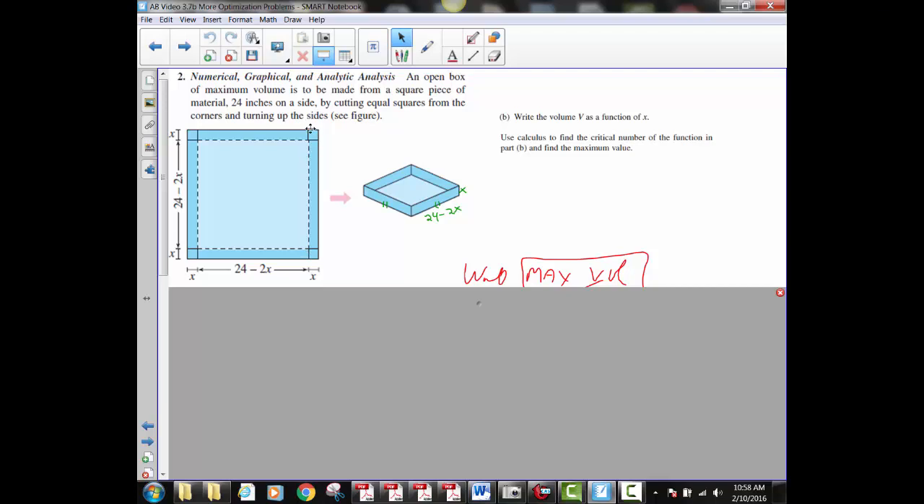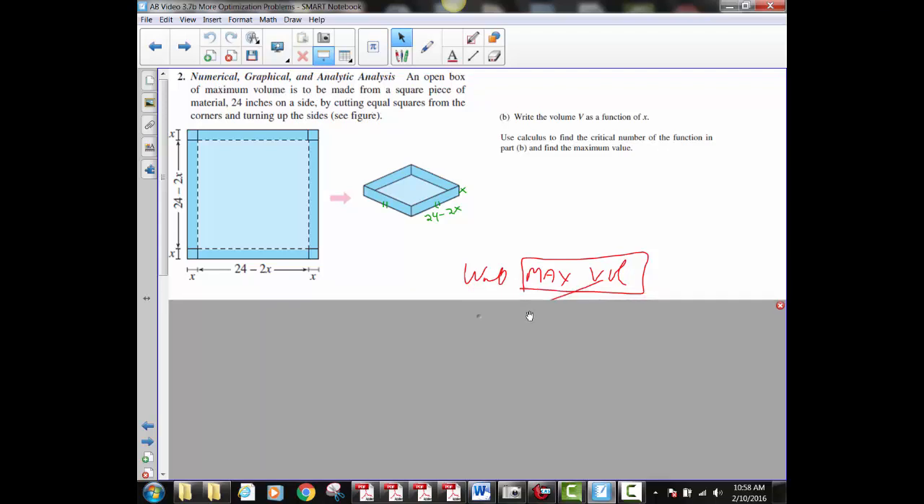So when you toss these little corners away and you fold up these darker blue sides, you'll end up with a box. Of course, the base is square, so it's 24 minus 2x and 24 minus 2x, and the height of the box is, of course, that little x right here. So write the volume as a function of x, and then use calculus to find the critical numbers and find the maximum value, which is the maximum volume.